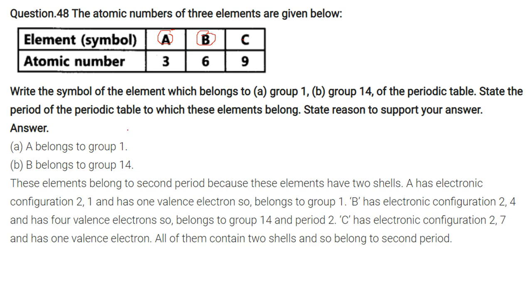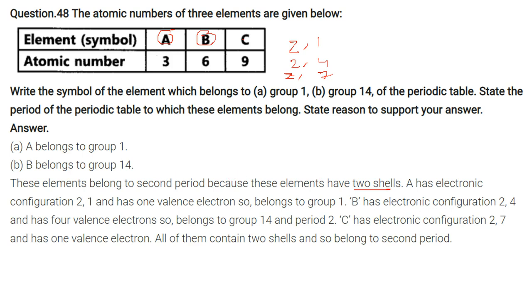So these elements belong to the second period. Why? Because these elements have 2 shells. Like this: 3 is 2, 1; 6 is 2, 4; and 9 is 2, 7. 2 shells. That is why these elements belong to the second period.